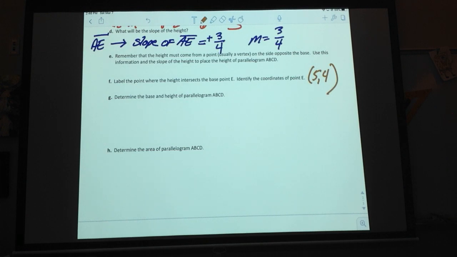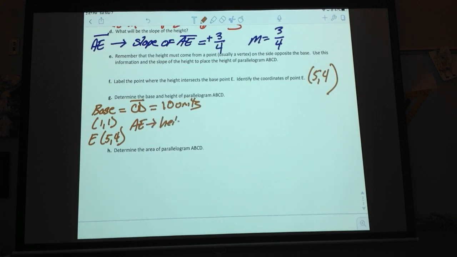Now determine the base and height of parallelogram ABCD. Well, we know that the base already is our CD. We've already decided that, and we know that it's 10 units. So now that we know A is at 1, 1, and E is at 5, 4, I know that AE is going to be my height. So we have to find the distance of AE.